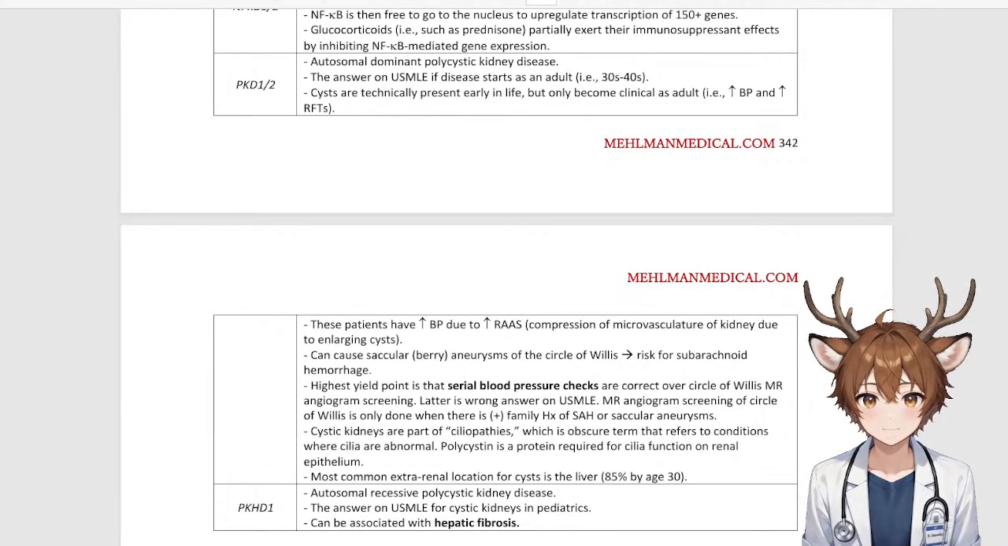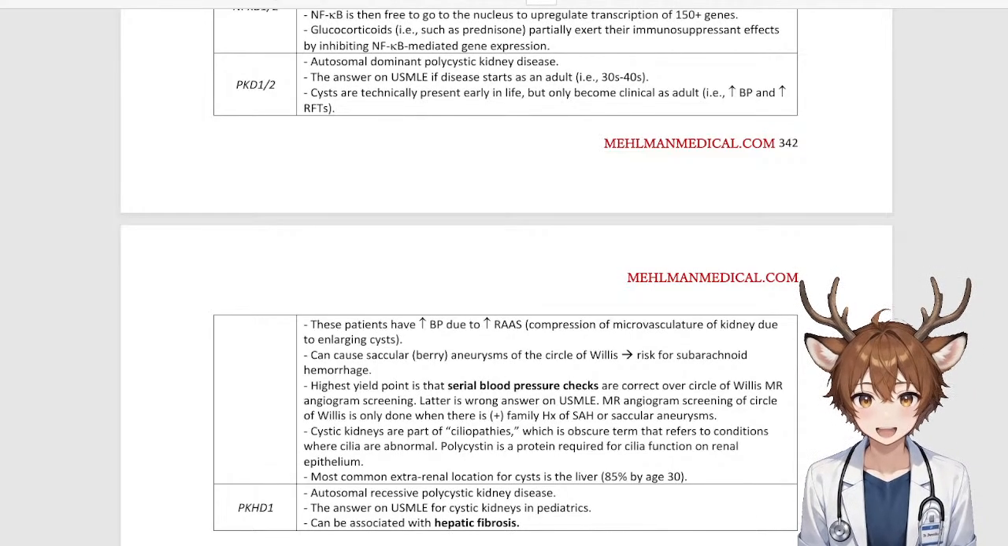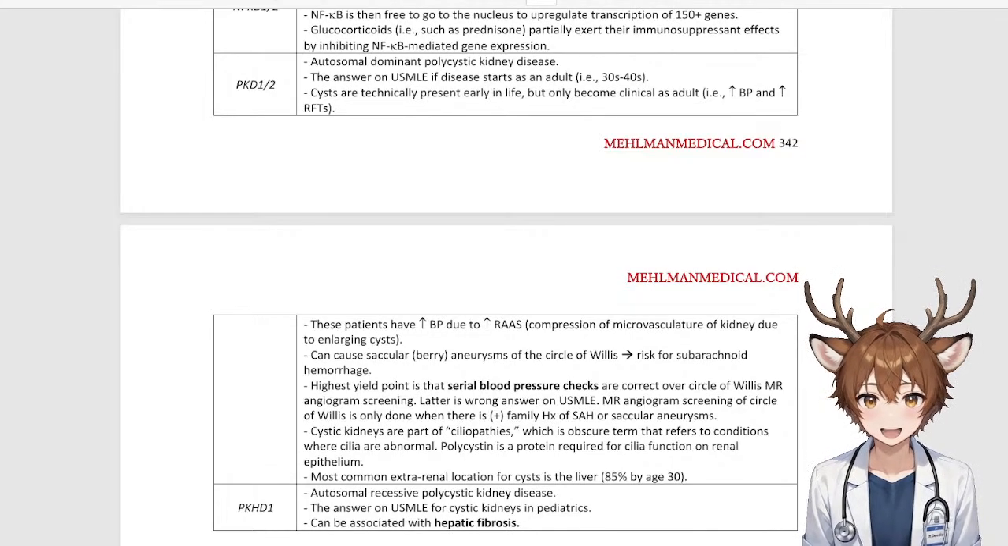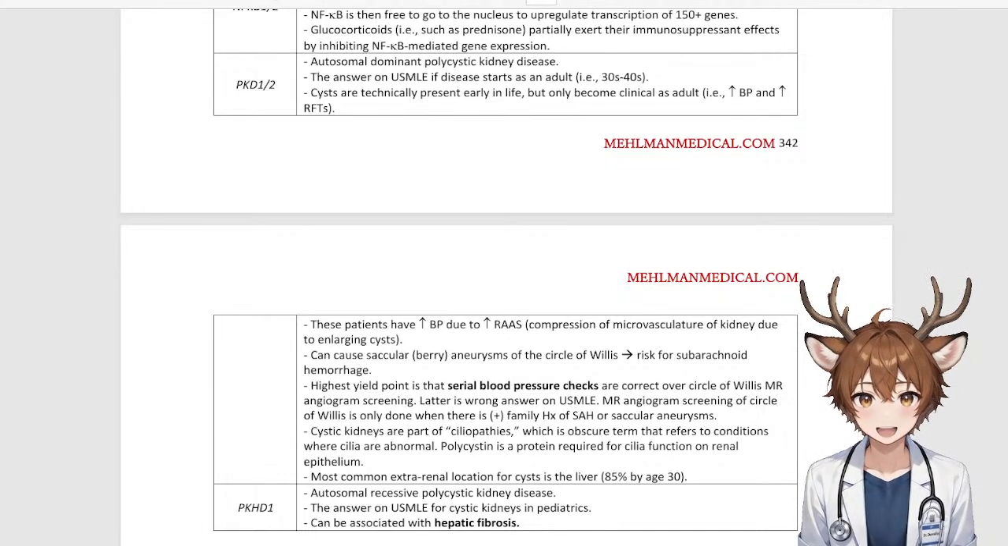Cystic kidneys are part of the ciliopathies, which is an obscure term that refers to conditions where the cilia are abnormal. Polycystin is a protein required for cilia function on renal epithelium. Most common extrarenal location for cysts is the liver, 85% by age 30.